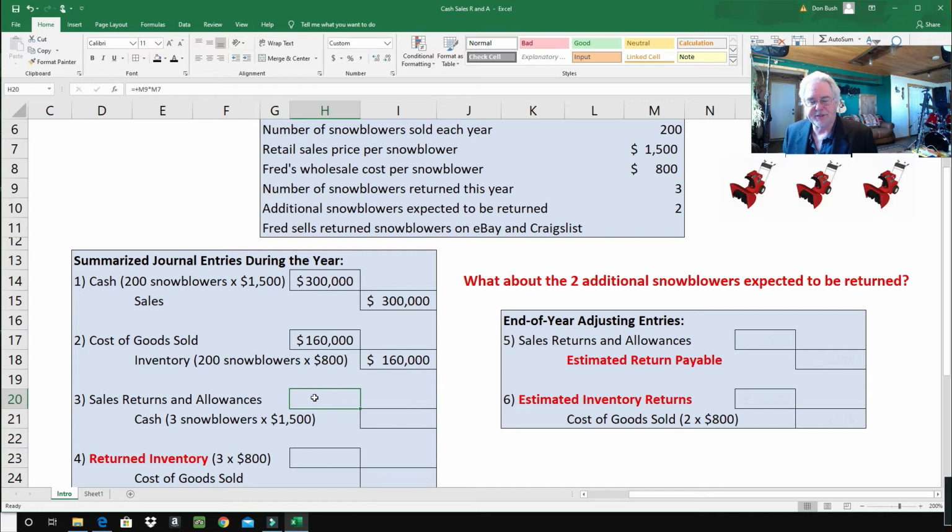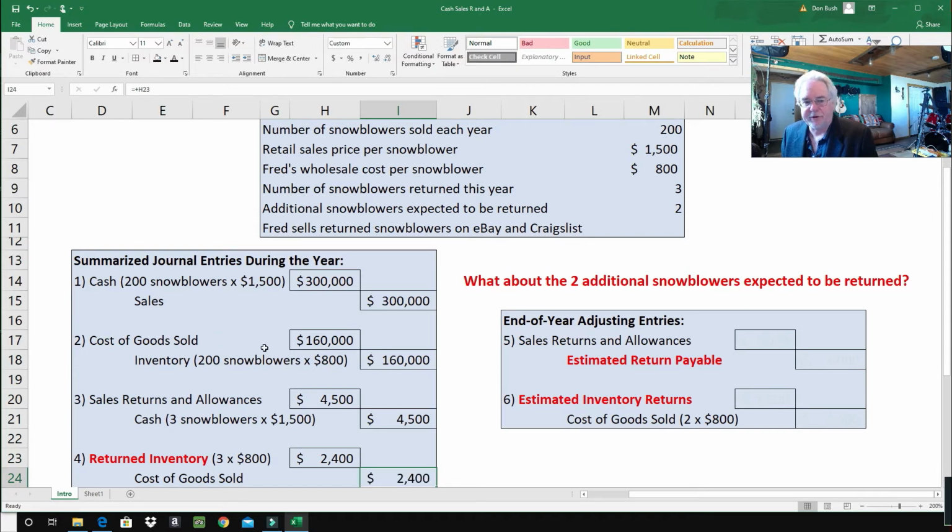Sales returns and allowances. Now these are the 3 snowblowers that were returned, and Fred gave the people their money back. So Fred is debiting sales returns and allowances, which is a contra sales account. Contra means goes against, so it's going to go against the sales. Cash. Fred gave back $4,500 in cash, and Fred is separating out the inventory that was returned. He's calling it returned inventory, and I put it in bright red print so it would stand out. So 3 snowblowers at $800 each, that's $2,400, and he's reducing his cost of goods sold by $2,400.